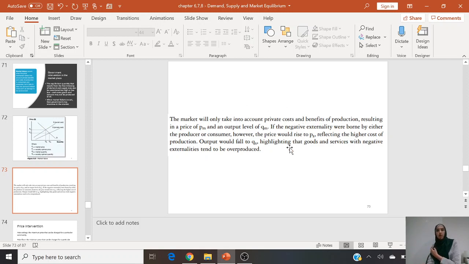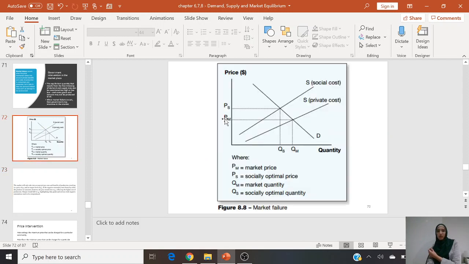So the market would only take into account private costs and benefits of production, resulting in a price which is PM, and the quantity and output level, which is QM. So we've got PM here and we've got QM here that we just discussed.